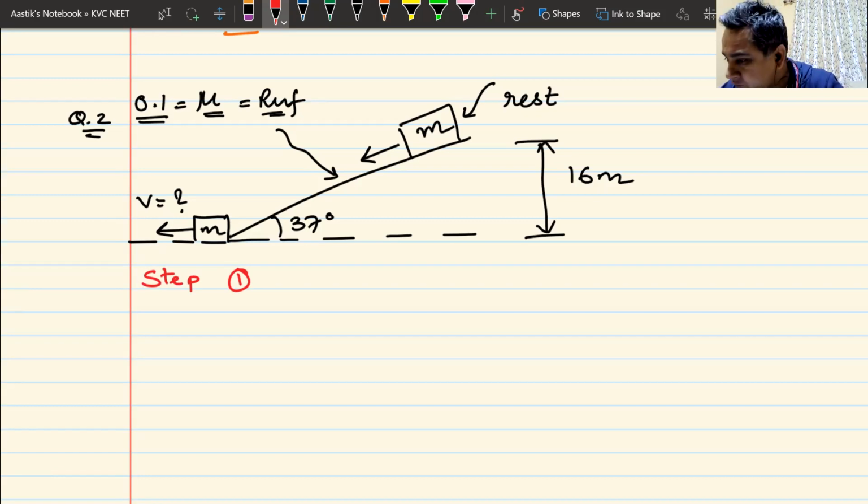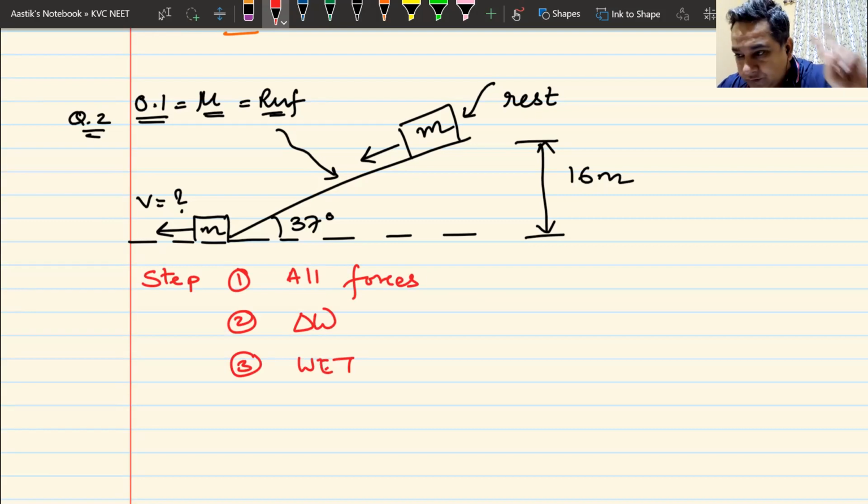Speak, beta. So we need to find the forces acting on it. Very good. We have to find out all forces. Step number 2. We need to find the work done by all forces. Very good. Step number 3. We have to apply the work-energy kinetic theorem. Yes, work kinetic theorem. Have you solved the question? 2 minutes more.